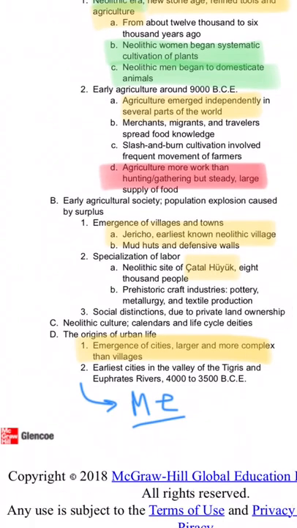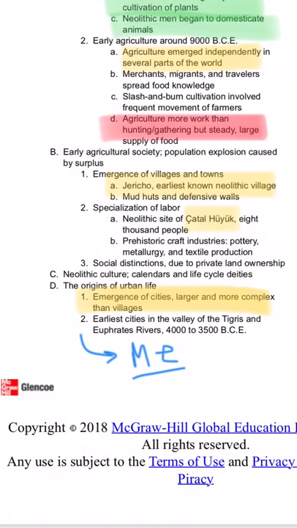And the big takeaway really is that agricultural work is definitely more work than hunting and gathering, because you have to put in the work early. But as a result, you can get steady large supplies of food. Versus hunting, you're not always guaranteed food. Some days you could come home empty-handed. Eventually, with agriculture, which is a very big deal, cities such as Jericho in modern-day Israel were able to rise. Jericho was the earliest known Neolithic village.